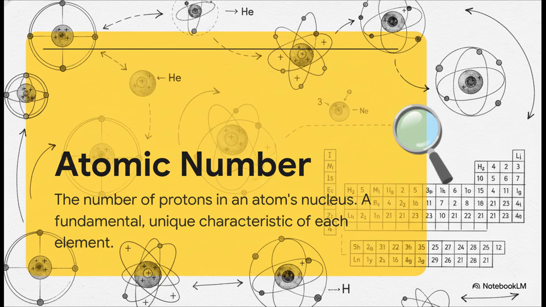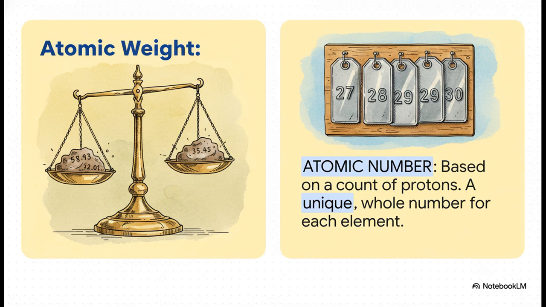This, he realized, was the true organizing principle. And this insight just cleared everything up. Atomic weight, you see, can have these slight variations because of things called isotopes, but the atomic number is absolute. When the table was reordered by this new, more accurate key, all the problems, like those pesky anomalous pairs, just vanished. The puzzle was solved.